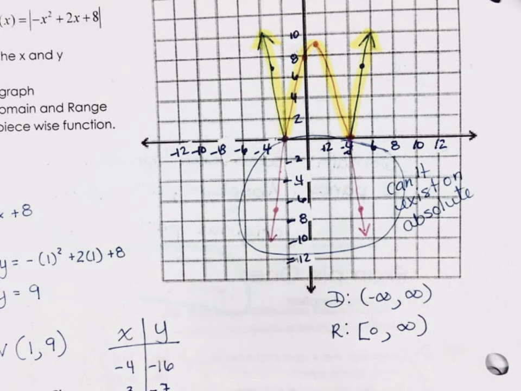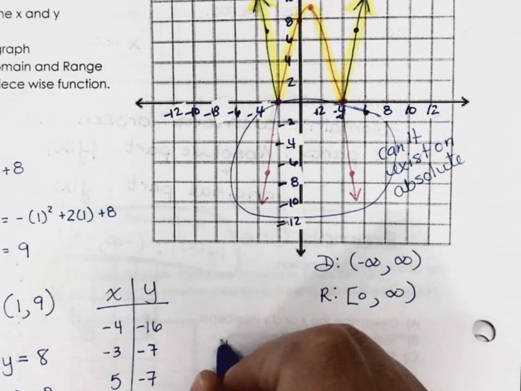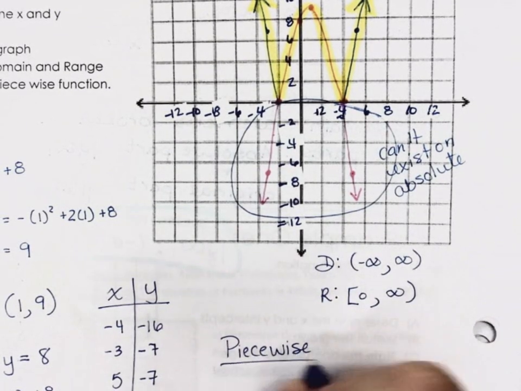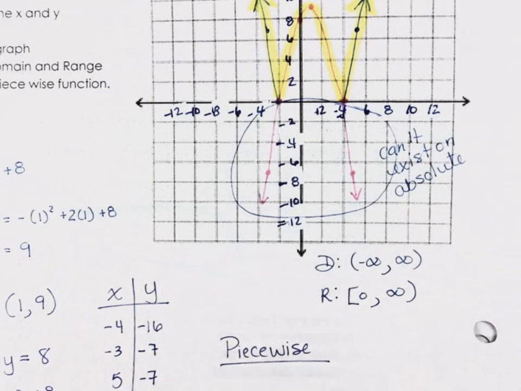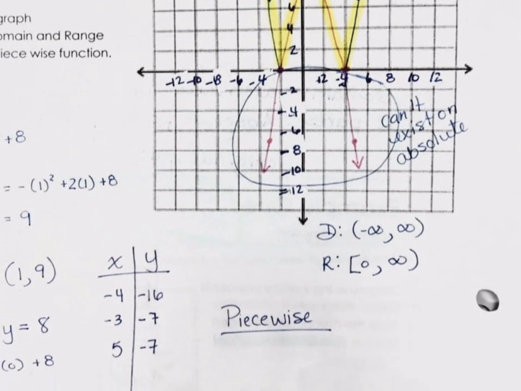Okay, good job, everybody. All right, now we're going to do the piecewise. Why is it called piecewise? Because you're breaking the graph down into pieces. You mean wise about the pieces. Sometimes we are. Sometimes we're holding on for dear life.